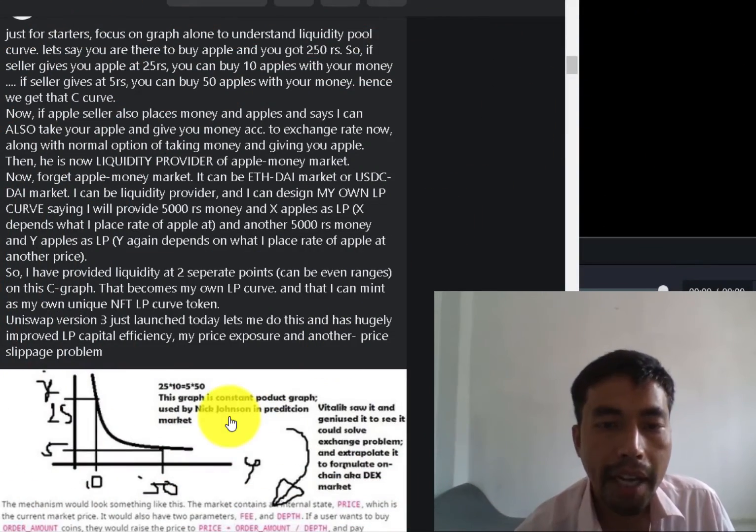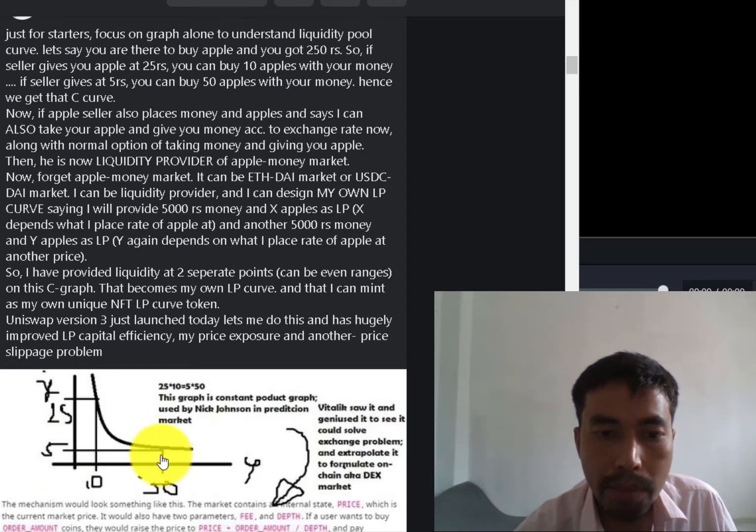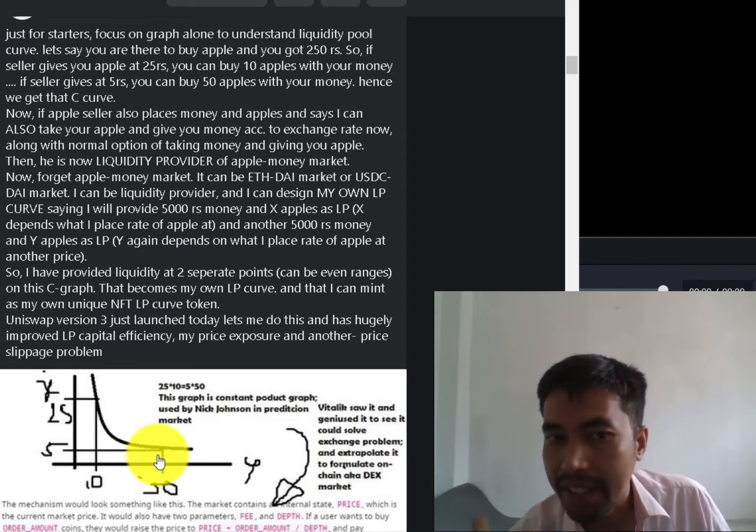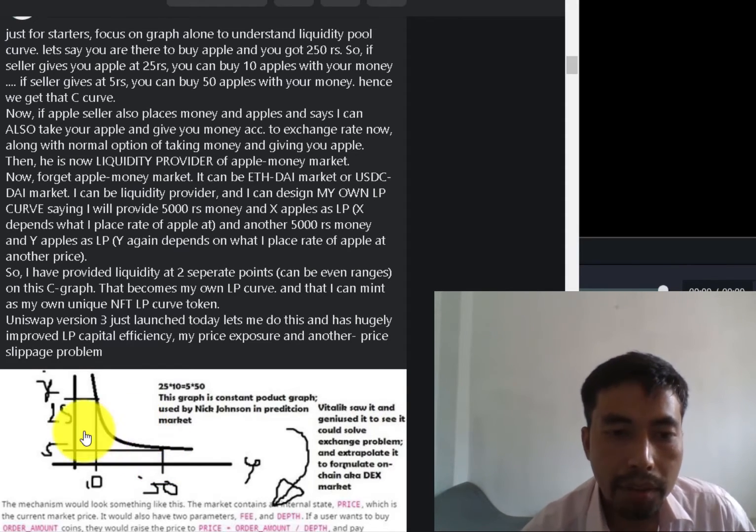Let's understand that. If you don't know about the liquidity pool curve, then I would like to draw your attention to this graph, which looks sort of like a C graph. And what exactly it is, I'm going to explain in detail. So if we look at this graph, then we can see the x-axis here and the y-axis here. And the beauty of this curve is that it is a constant product curve. What do you mean by that?